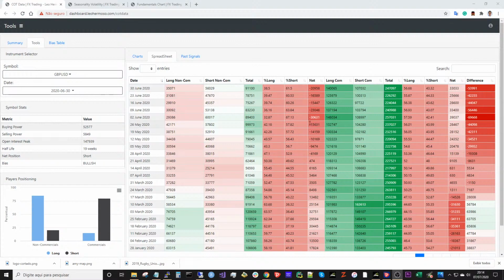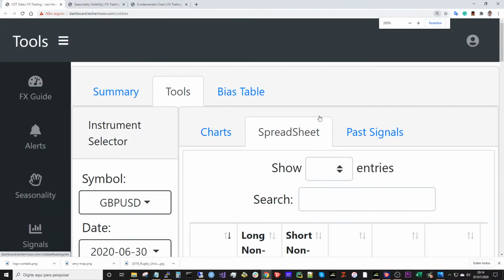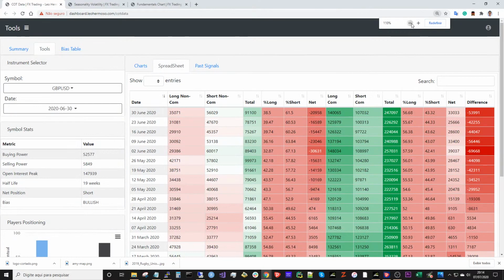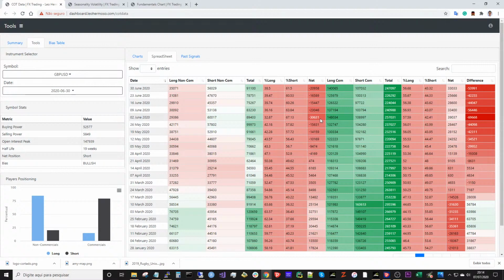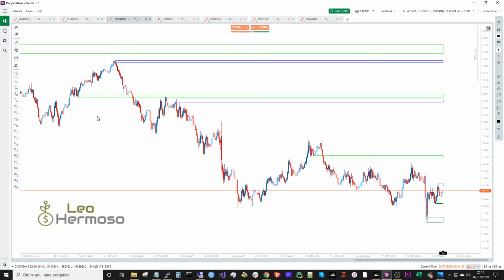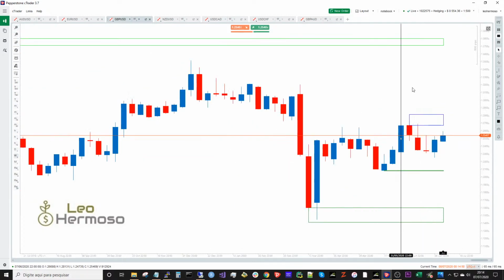See, we can see that big specs, they were hedging. Check this date, 2 of June. Okay, so let's go to the chart right here. GBPUSD, 2 of June is right here. Okay, so it is exactly at this price level.